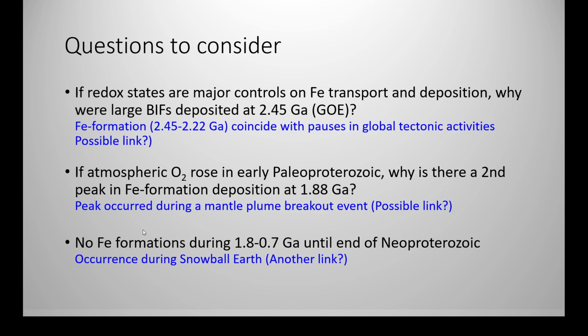Finally, why are we having no Fe formations during 1.8 to 0.7 billion years ago, or until the end of the Neoproterozoic? This could be because there was no underwater volcanism due to the different snowball Earth glaciation events that were occurring at the time. There was no volcanism to feed the iron needed to form these types of deposits.